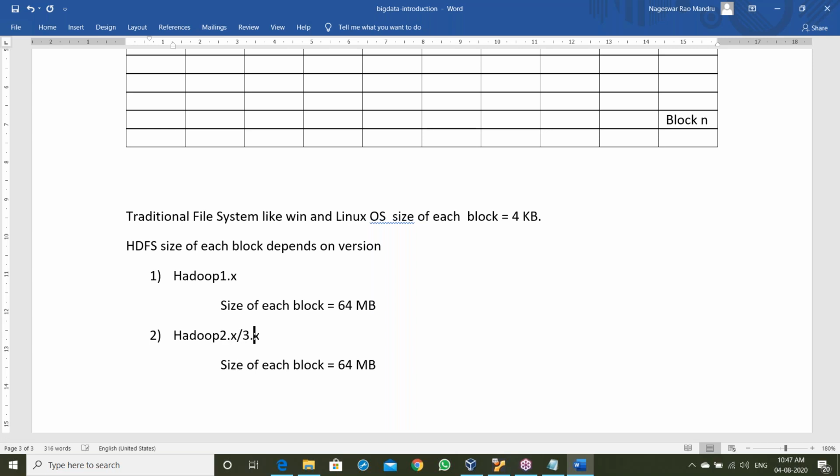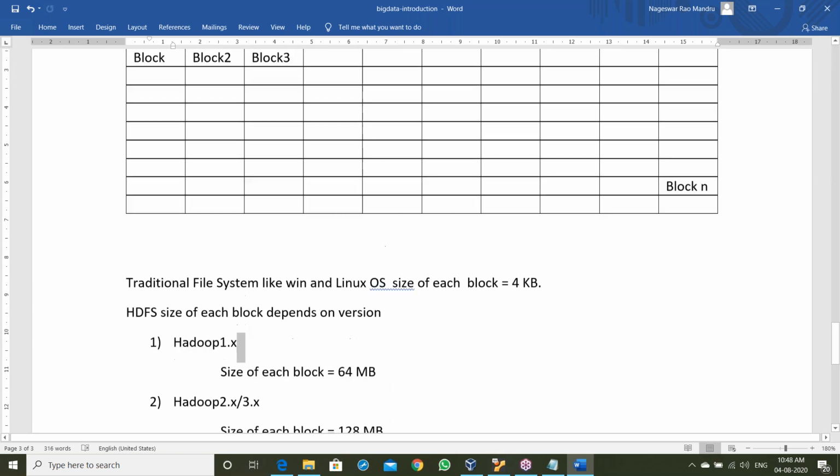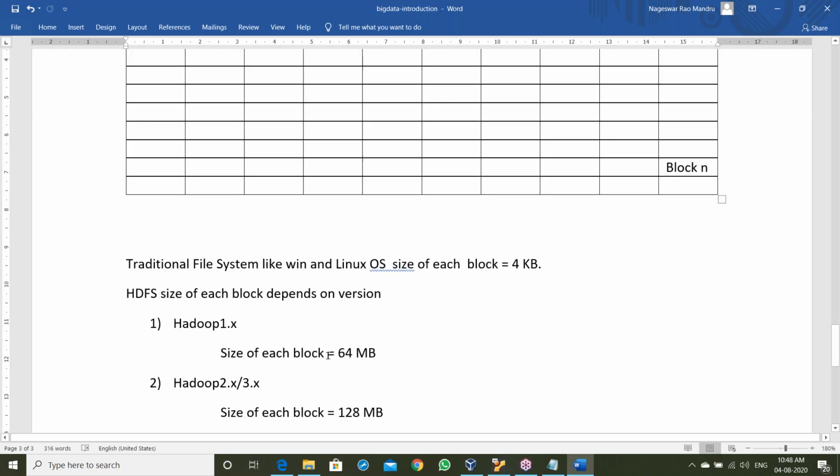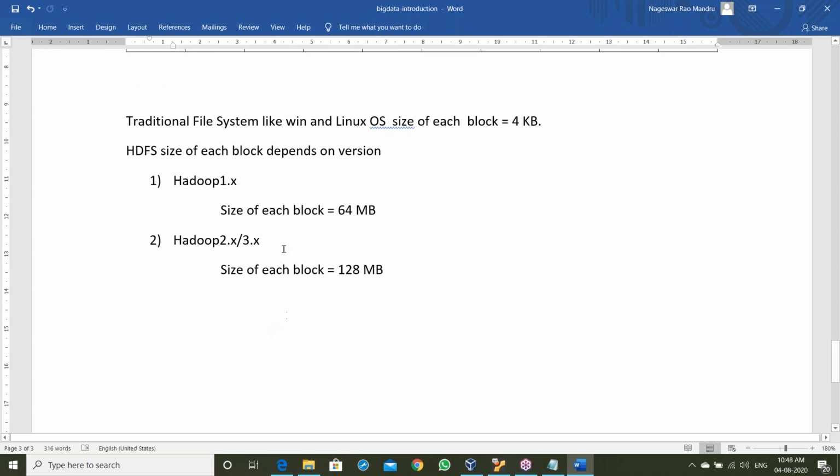Or 3.x, the size of each block is 128 MB. Why am I explaining all these things here? To understand storage, I need to explain this. To understand the storage of data, I have to explain this so that you can understand. Otherwise, it is not easy to understand.